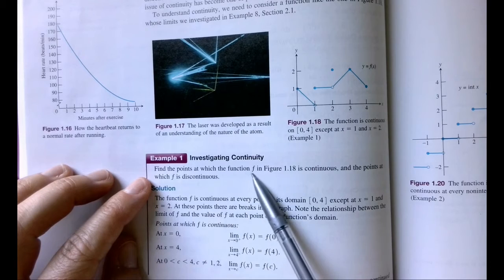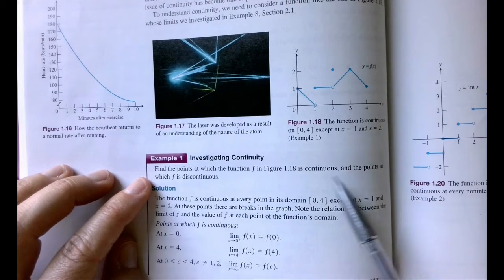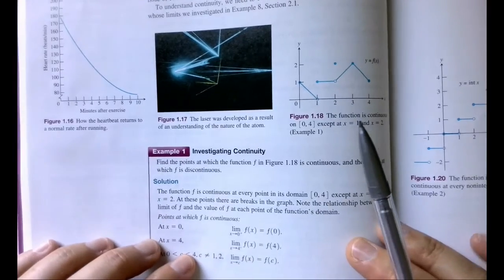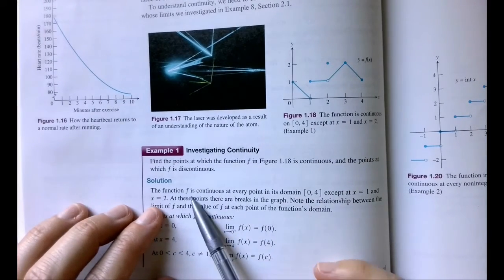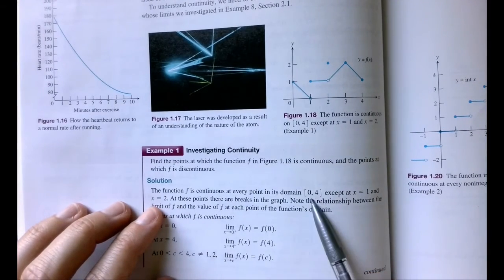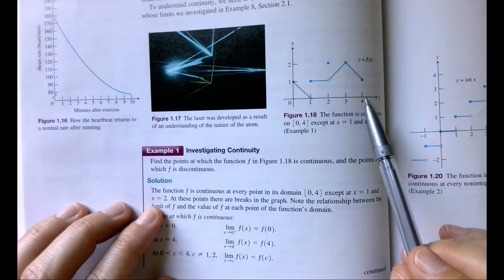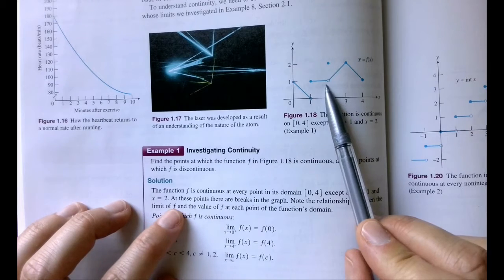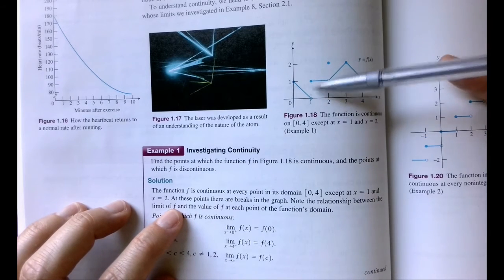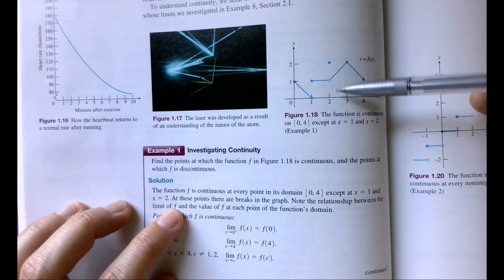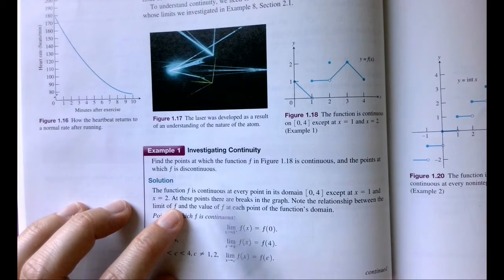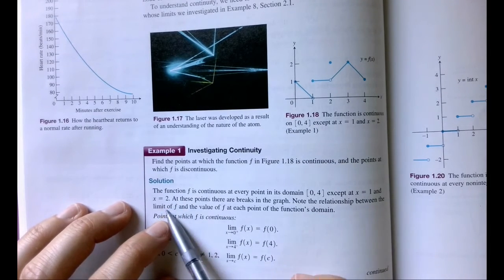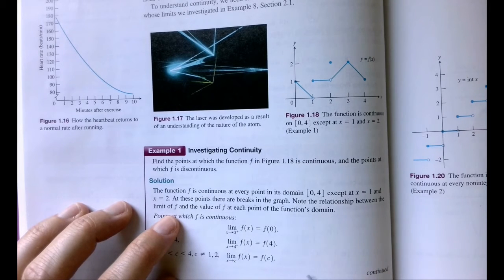Find the points at which function f in figure 1.18 is continuous and the points at which f is discontinuous. Let's start with the continuous parts first. The function f is continuous at every point in its domain, the closed interval from 0 to 4, except at x equals 1 and x equals 2. Let's look at those really quickly. 1 makes sense because you see there's a break in the graph, and 2 makes sense because there's a hole. So at these points there are breaks in the graph, and note the relationship between the limit of f and the value of f at each point in the function's domain.